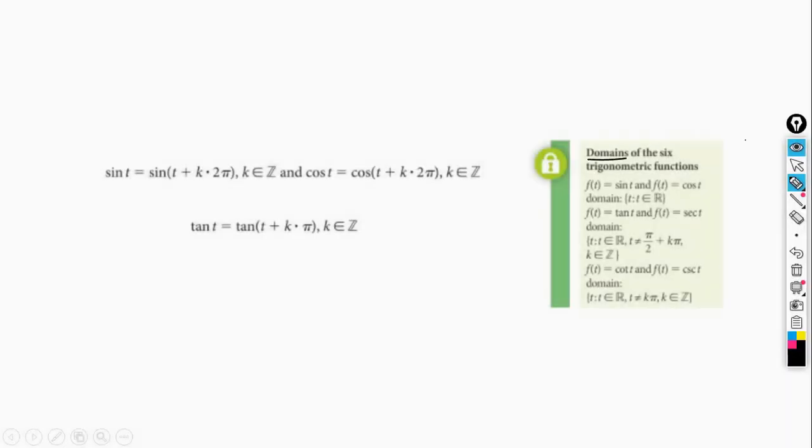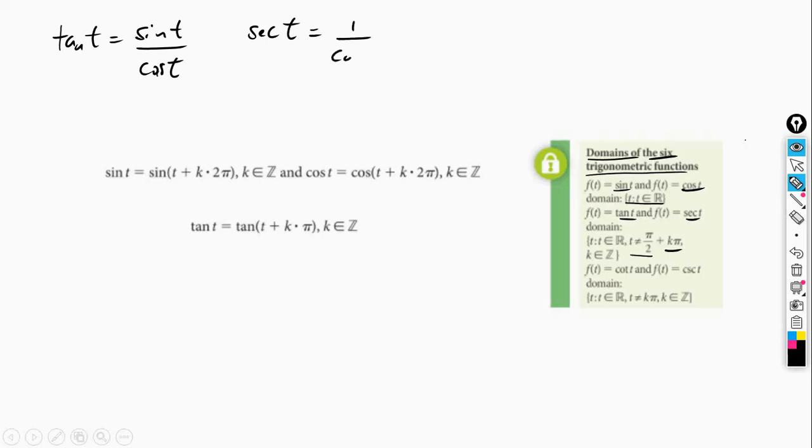So now let's take a look at the domains of the 6 trigonometric functions. First of all, the domain for sine of t and cosine of t is all real numbers. But for tangent of t and secant of t, the domain is all real numbers except pi halves plus the multiples of pi. So why is that? Well, notice that tangent of t is equal to sine of t over cosine of t. And also, we know that secant of t is the reciprocal of cosine. So this is going to be 1 over cosine of t.